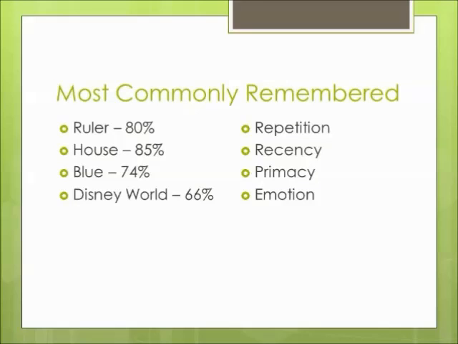Now, what the research has shown on this is that the most commonly remembered words there are ruler, house, blue, and Disney World. And there's a reason why those are remembered based on some cognitive principles. Ruler, if you put that down, 80% of people tend to recall that because it's repetitive. You've seen it on the list more than once, and you just will be able to pull that up quicker and easier because you've thought about it more than one time.